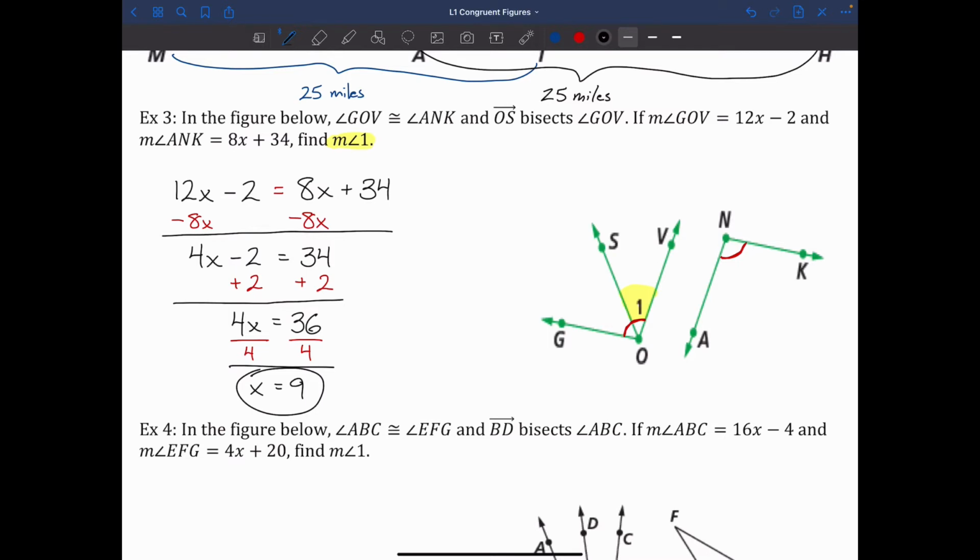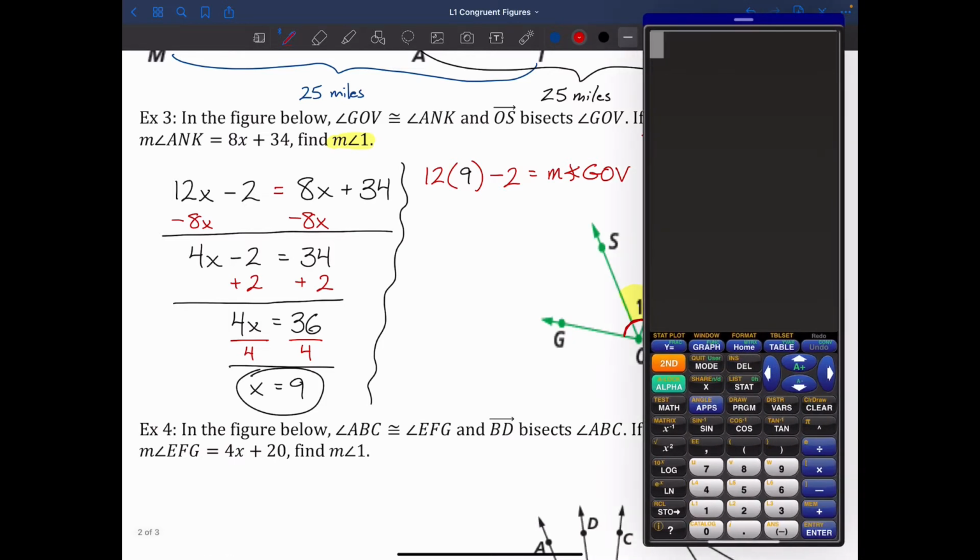I still have a few more steps to go. Even though I know that x equals 9, I still need to figure out the measure of angle GOV. Back up in the problem, that's 12x minus 2. So if I do 12 times that x we just found, 9, minus 2, that's going to be the measure of angle GOV. So 12 times 9, I think that's 108. Hold on, let me double check. Never a bad idea. 12 times 9, 108. Cool.